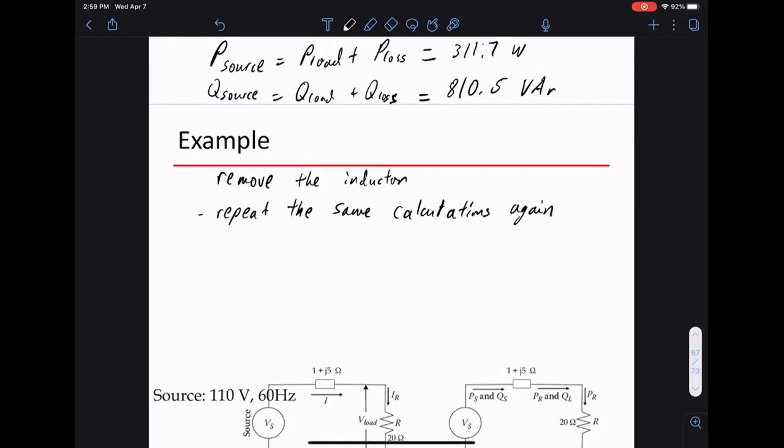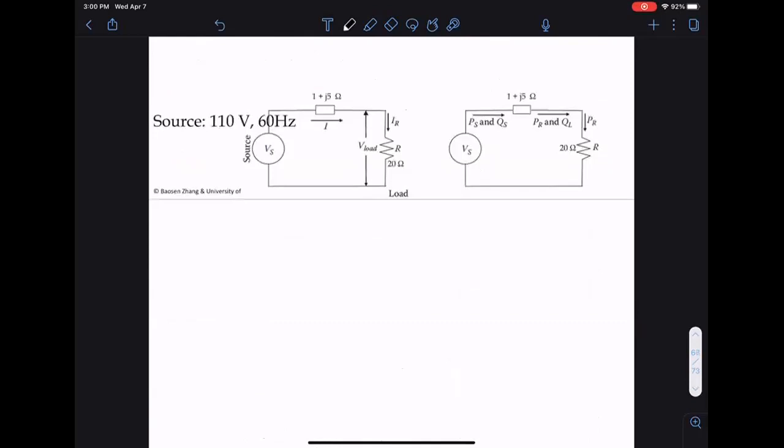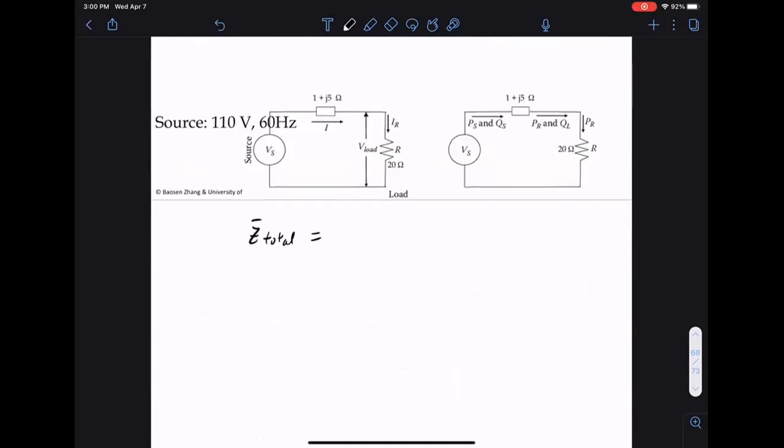Okay, let's just repeat the same calculations again. Here, when we repeat the same calculation, we still want to calculate the current, the load voltage, the power consumed by the load, the power loss, and power sum, and so on. So here my Z total, my total impedance. Since my load is purely real, this is just 20 plus 1 plus j5, 21 plus j5. This is my load impedance.